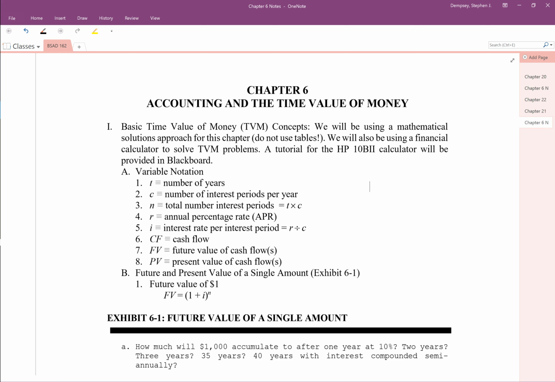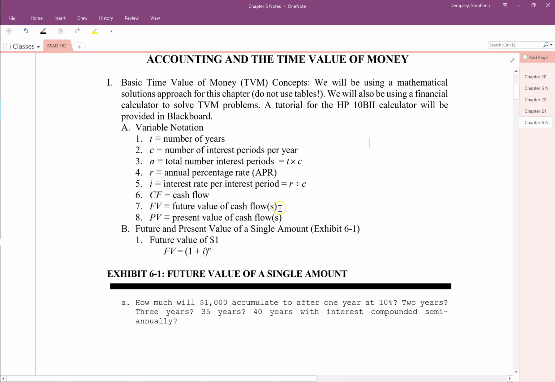So I start out here with some variable notation. I don't want you to get intimidated by all these little symbols and abbreviations, and just flow with me as we work through problems, and you'll see what we're up to, I think. So one of the first things we're going to talk about then is the future value formula.